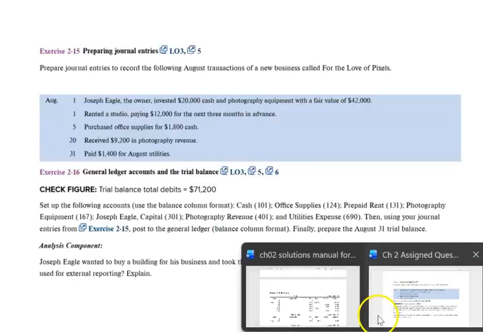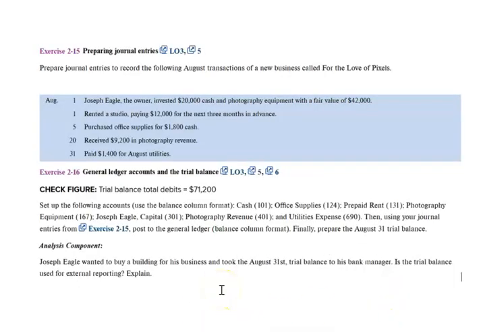So let's go back over and have a look at the next question. Okay, so for exercise 216, we have our general ledger accounts and our trial balance. Set up the following accounts. So you create your general ledgers, or you can use T accounts, especially where it's a practice question, okay? They're the exact same thing, but again, the general ledger has more information in it. Then using the journal entries, post to the general ledger, the balance column format. So that balance column means that after every entry you come up with your new balance. And then it wants us to prepare the August 31st trial balance.